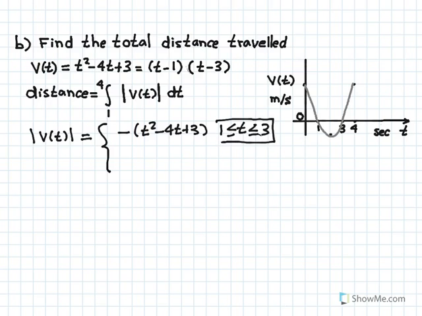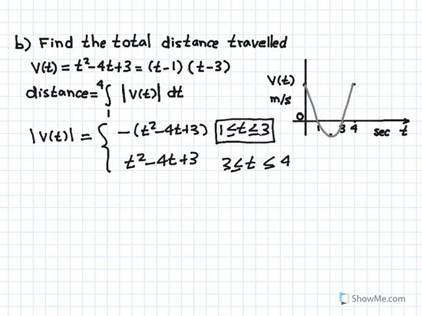Why is that? Why are we putting a negative in front of the velocity? The reason is because we want to simulate the effect of the absolute value. So in the time interval between 1 and 3, the velocity function dips below the horizontal time axis, so we have to put a negative in the front. And when time is between 3 and 4, the absolute value of v of t is just going to be itself, t squared minus 4t plus 3.